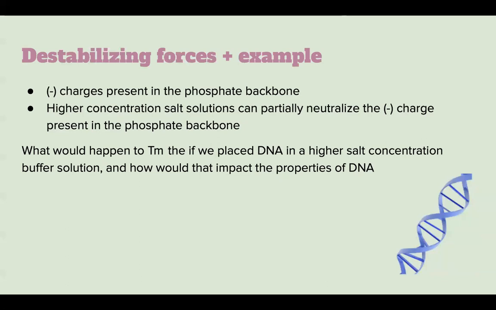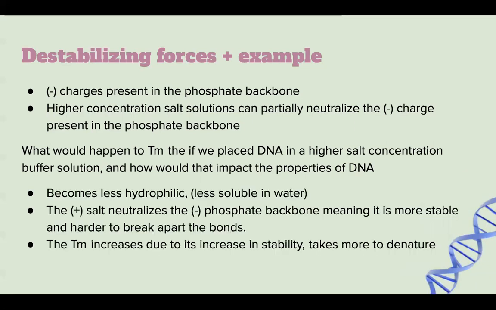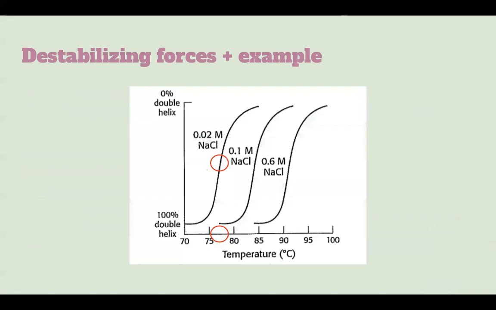Let's look at how that would affect the midpoint of thermal denaturation as well as the properties of DNA. DNA in high concentrations of salt would become less hydrophilic, meaning less soluble in water. The positive charge on salt would neutralize that negative phosphate, making it more stable and harder to break. This means we can conclude that DNA in higher concentrations of salt would increase its midpoint of thermal denaturation due to its increased stability. Here's a closer look at how increase in salt increases the temperature needed for denaturation.